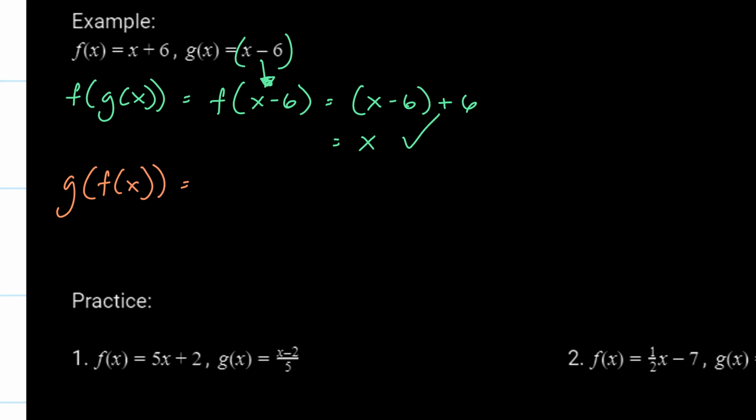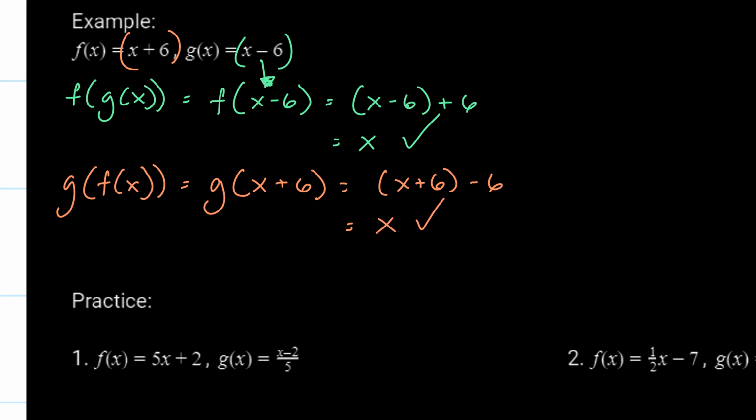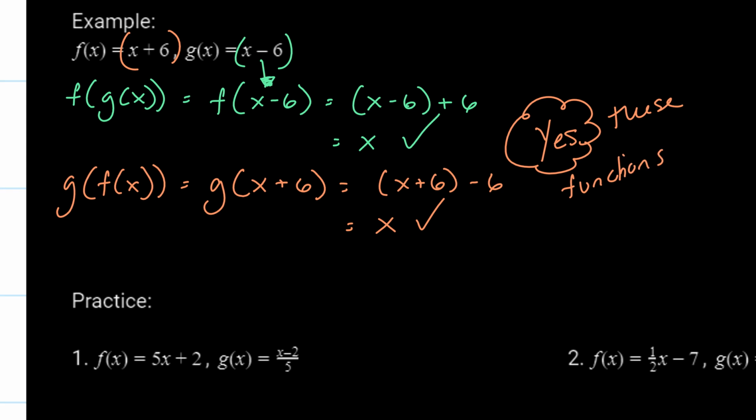So now we're taking f of x, so x plus 6, and plugging it into g of x. So I'm taking x plus 6 and putting it in instead of x. So now, what does g of x become? Yes, x plus 6 minus 6. And what is 6 minus 6? 0. So are these inverses of each other? Yes, these are inverses of each other. Meaning, if we were to graph them, they would be the reflection of each other over the line y equals x.